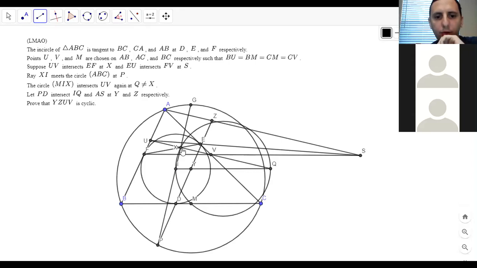I think you mean IG. Oh, IQ. That's true. Yeah, because these are perpendicular. So yeah, that's true.